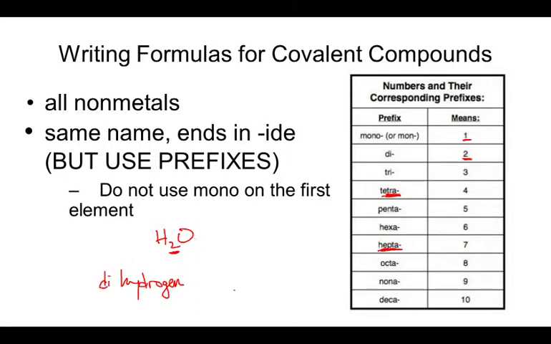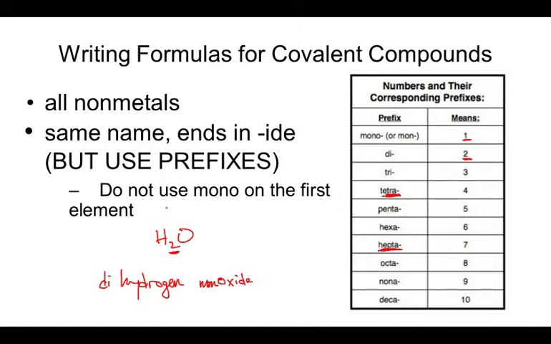And then for oxygen, for the second of the two nonmetals, you turn it into the ide form. So you write the stem and then write the ide, just like in the ionic naming. But we have to put the prefix, which is mon, M-O-N. And if the stem starts with a vowel, then you're going to write mon. But if it starts with a consonant, then it's going to be mono.